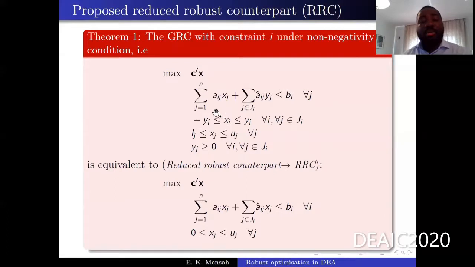So we formulate an alternative robust counterpart, which we call here the reduced robust counterpart. And in this reduced robust counterpart for non-negative decision variables, we have removed the redundant constraints and auxiliary variables, which helps to save computational resources and also time.